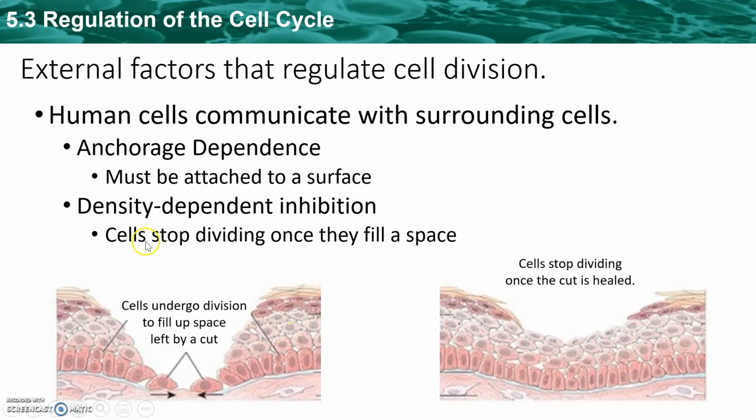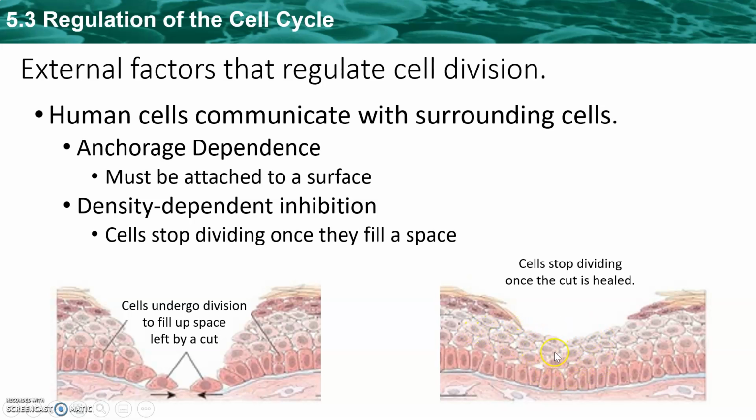The other thing you see here, density-dependent inhibition, just means that the cells can tell when there are other cells surrounding them, and they stop dividing once they come into contact with those other cells. This diagram here shows a cut. So if these are your skin cells and you have a cut, there's a gap between cells. Well, these cells can sense that there's a gap, and that triggers them to undergo mitosis and cytokinesis so that they can fill it up, like you see over here on the right.